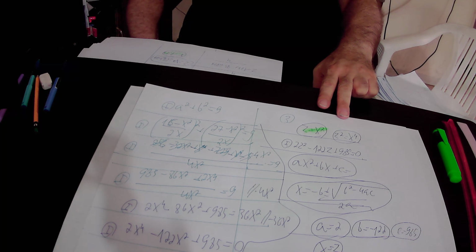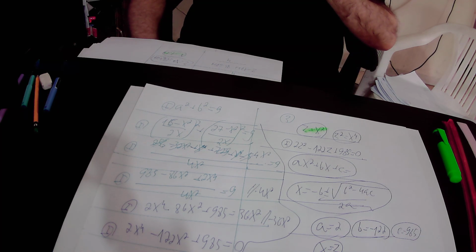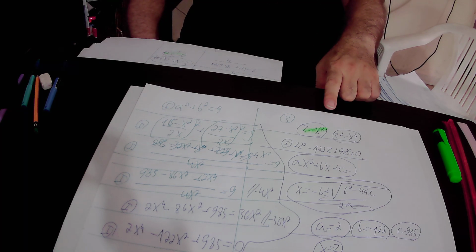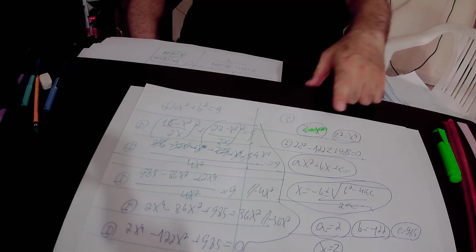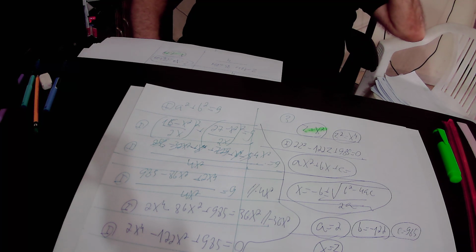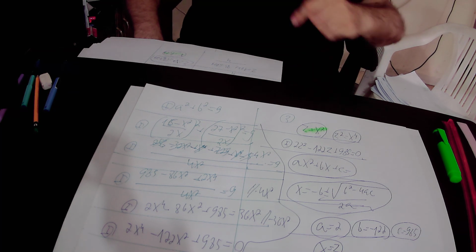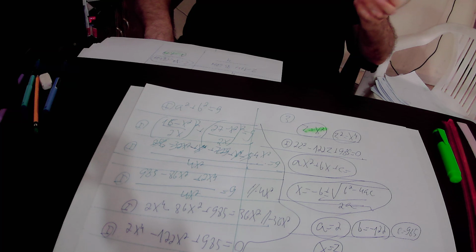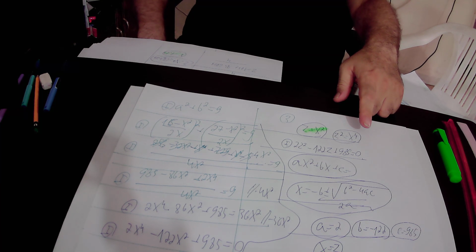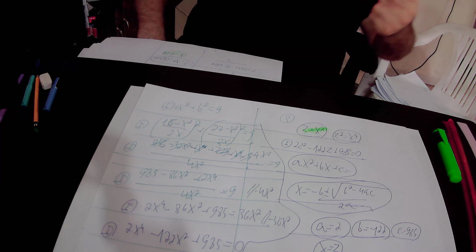Therefore, the expression 2 times x to the power of 4 will be equal to 2 times z squared, minus 122x squared. We substituted x squared by z, and we found out that minus 122x squared equals minus 122z, plus 985 equals 0. So we have here a quadratic equation: 2z squared minus 122z plus 985 equals 0 is a quadratic equation.